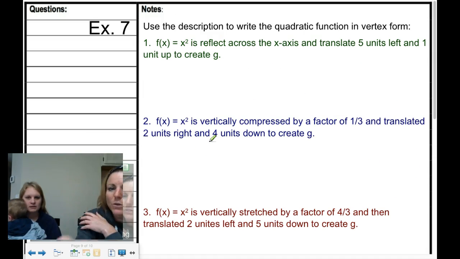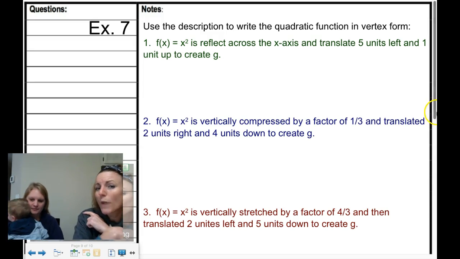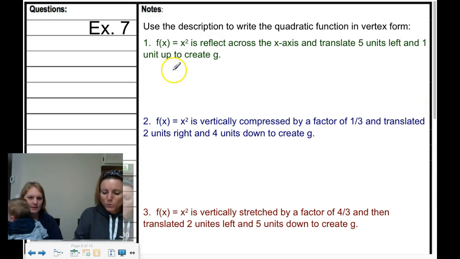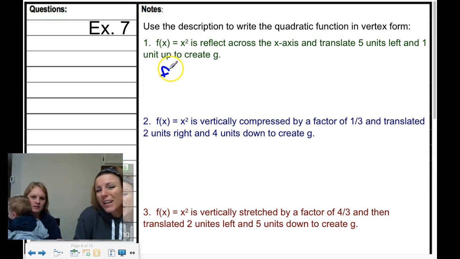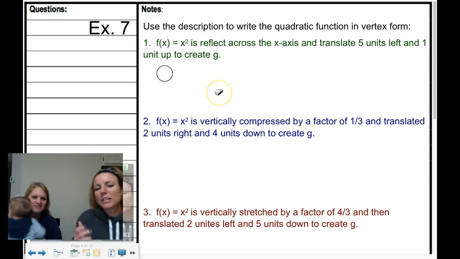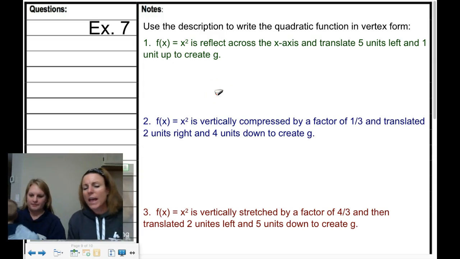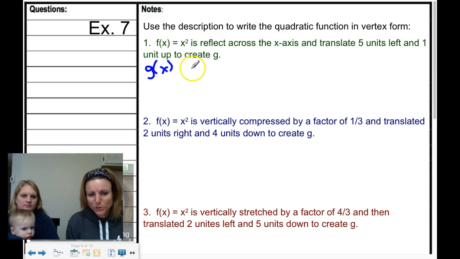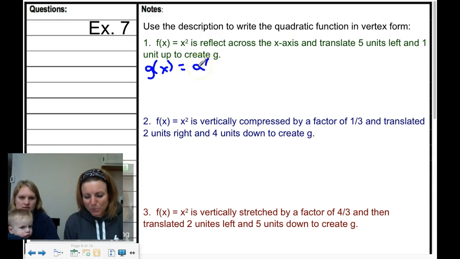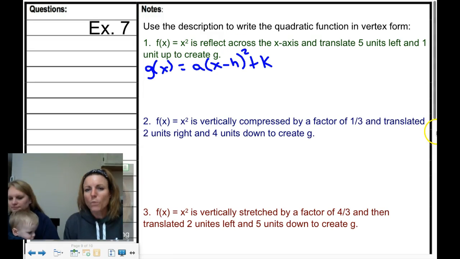It might help to go through a couple of these because these are kind of tricky. Use the description to write the quadratic function in vertex form. So let's write what vertex form is again. We're creating a G, so let's call it G of X. You can call it whatever you want, but we're going to call it G of X. G of X is equal to A, and then in parentheses, X minus H, square that, plus K.